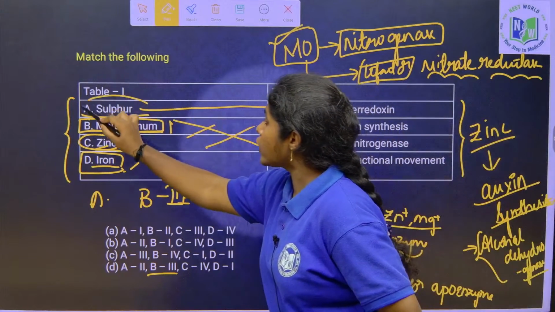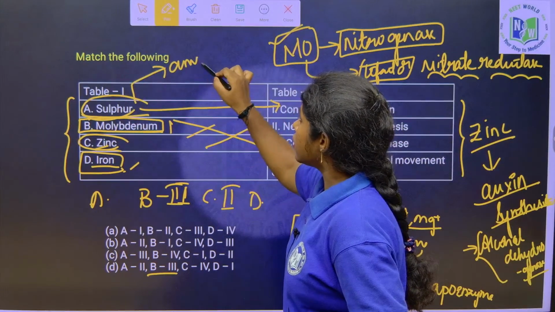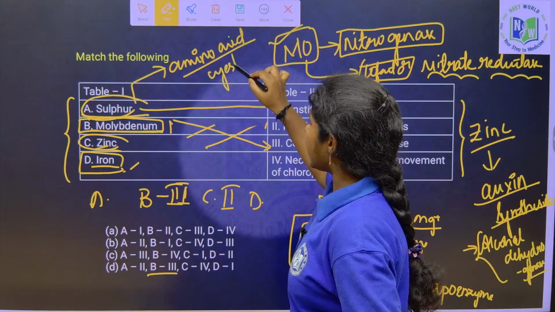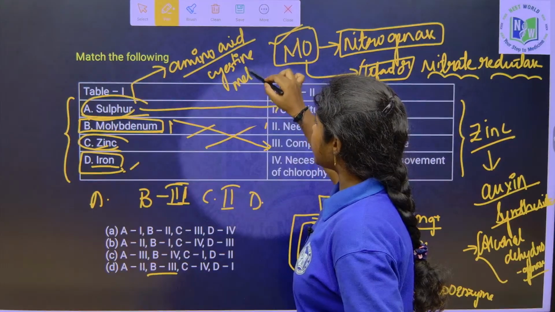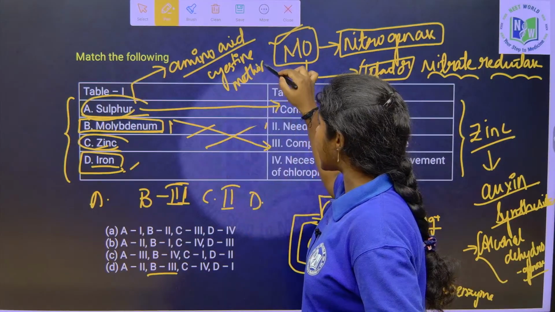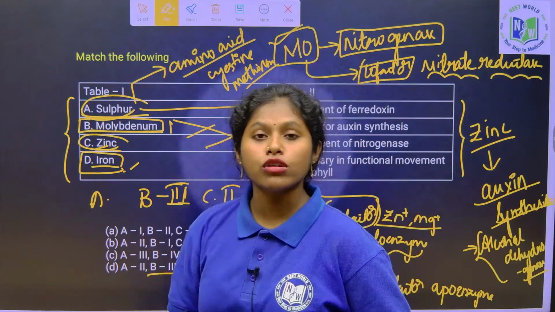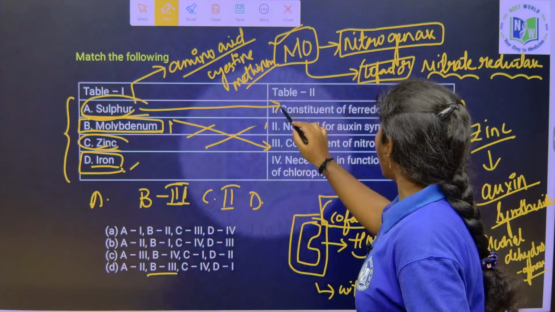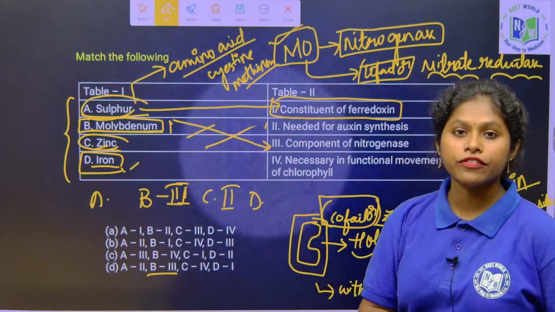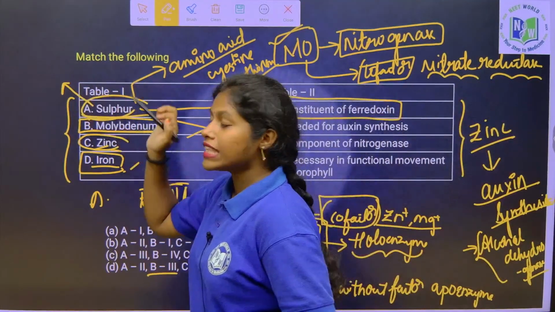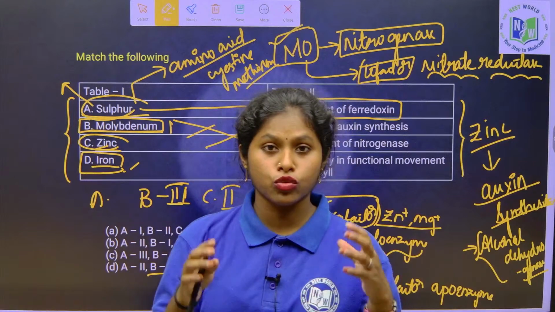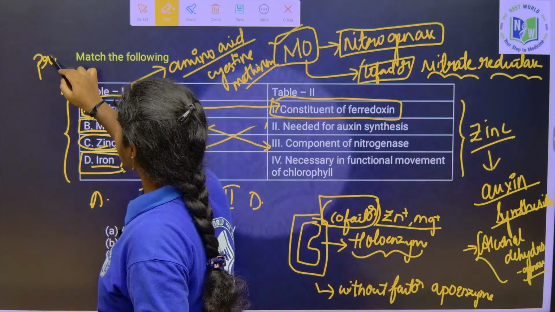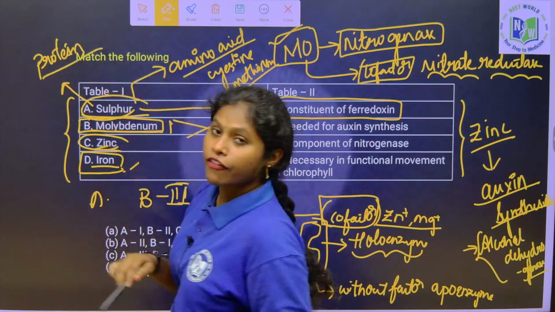Sulfur is the main component for amino acid synthesis, the main component for amino acids like cysteine and methionine, and for the activation of many enzymes, and also vitamins like thiamine and biotin. It is also the main constituent for ferredoxin, and it also forms disulfide bonds to maintain the structure of the protein, right, students? Sulfur also maintains the protein structure by establishing the disulfide bonds.